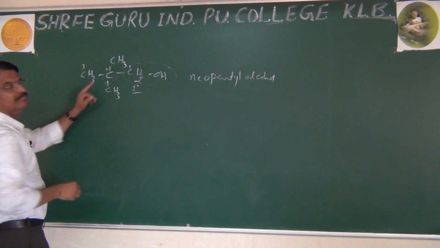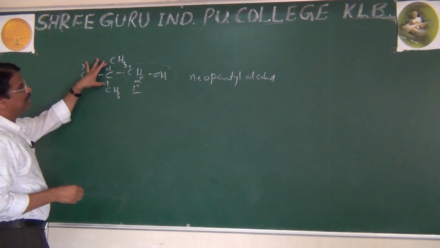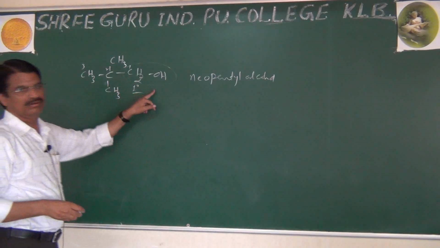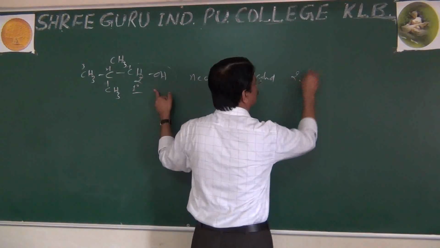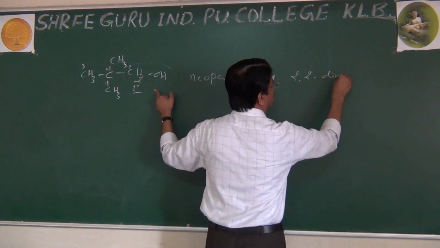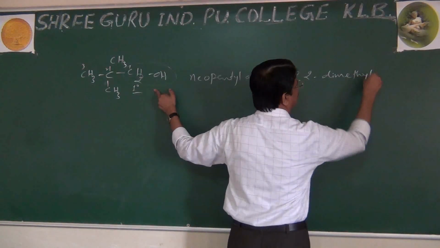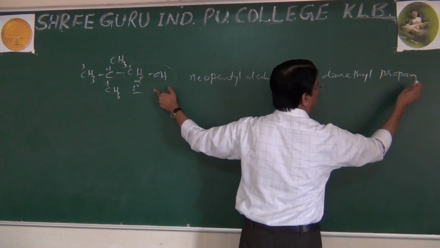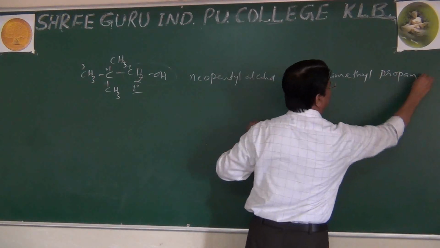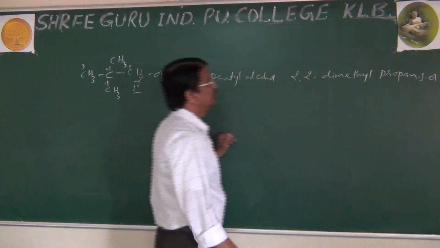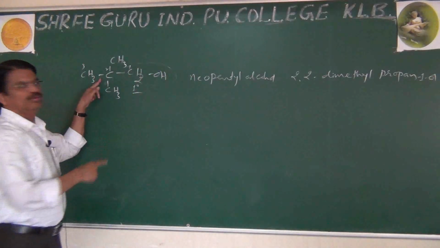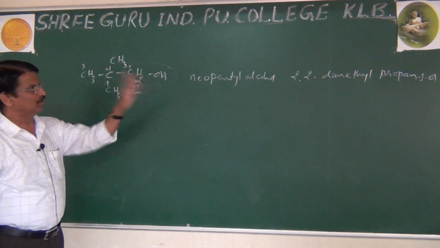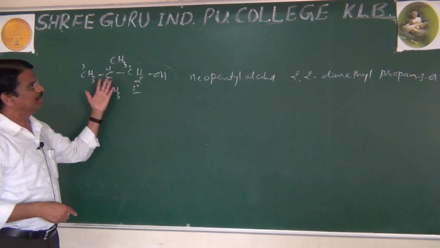Common name neopentyl alcohol. And the IUPAC name, again numbering from this one: 1, 2, 3. 2,2-dimethyl propane 1-ol. 2,2-dimethyl propane 1-ol. That is the IUPAC name of neopentyl alcohol.